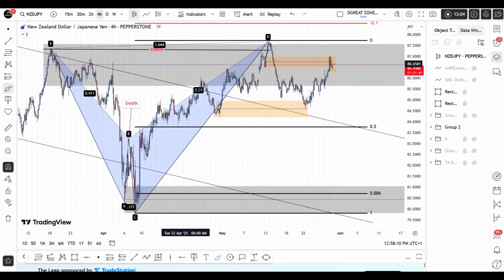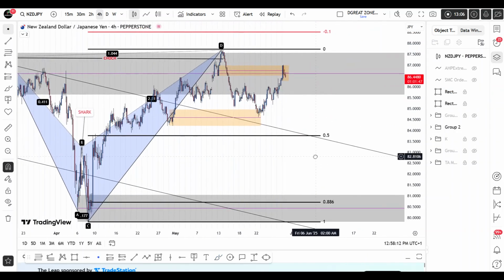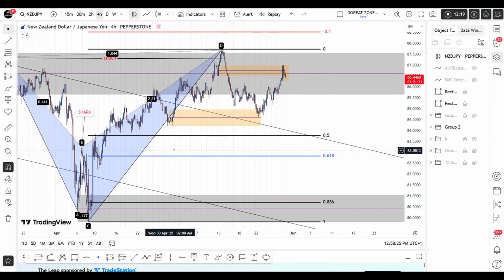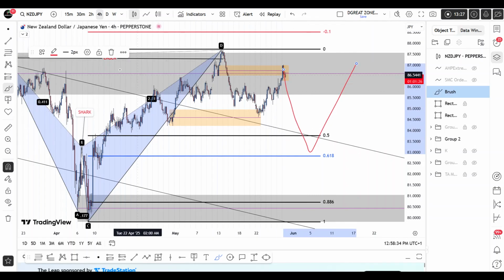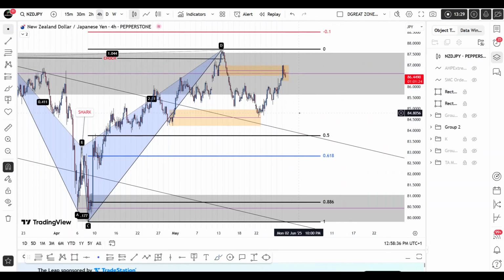Then there's another type of harmonic pattern called the 5-0 pattern. Of course, the 5-0 pattern is a precursor of the Shark pattern. So for the 5-0 pattern, if price was able to respect 0.5 to 0.618, then we can look out for a buy to the upside, which is still valid. All right, so that is that for now on NZDJPY.